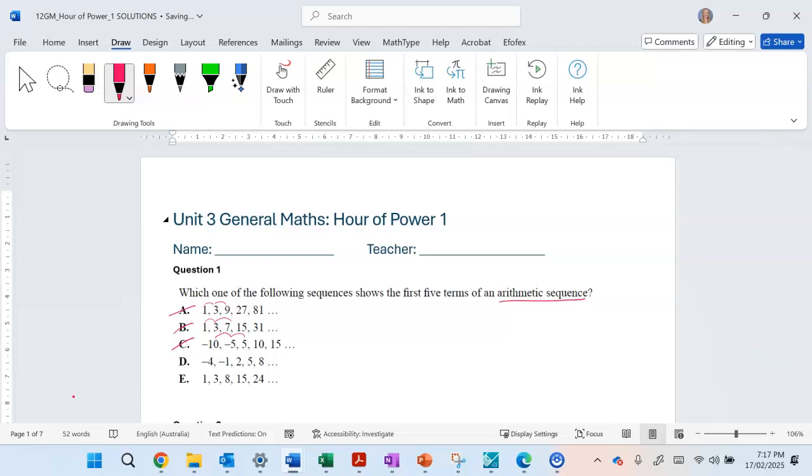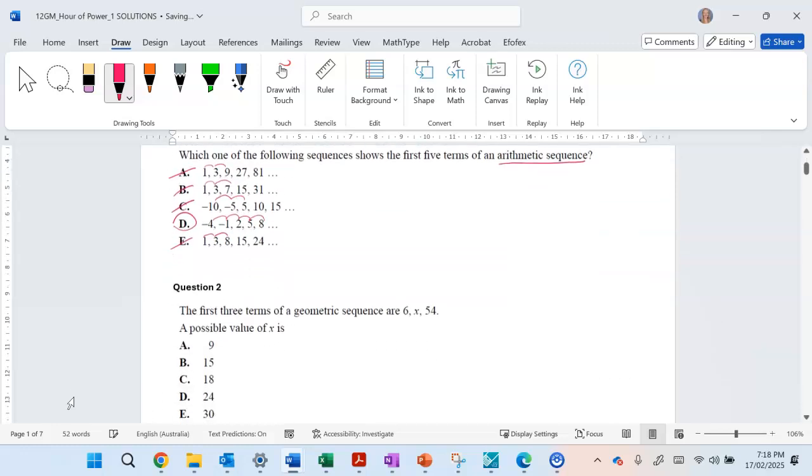So here we're going up by 3 and then we're going up by 3 again. Beautiful. And we just double check that I haven't made an error. Going up by 2, then 5, so definitely D.